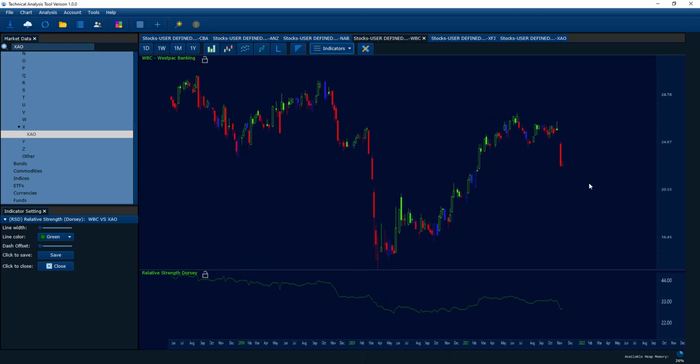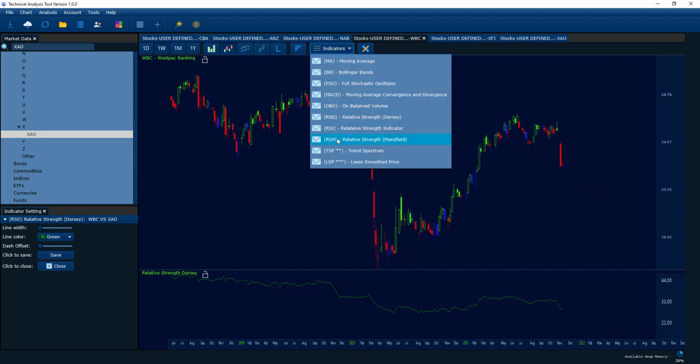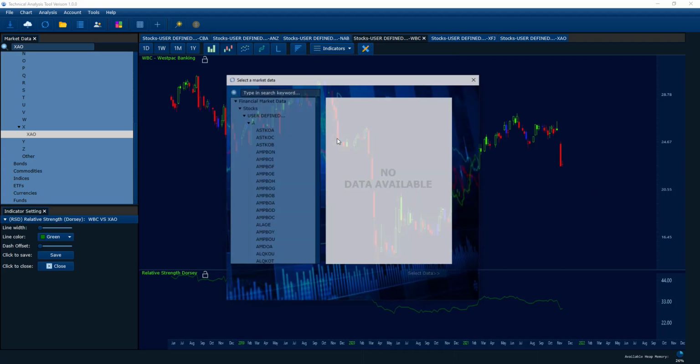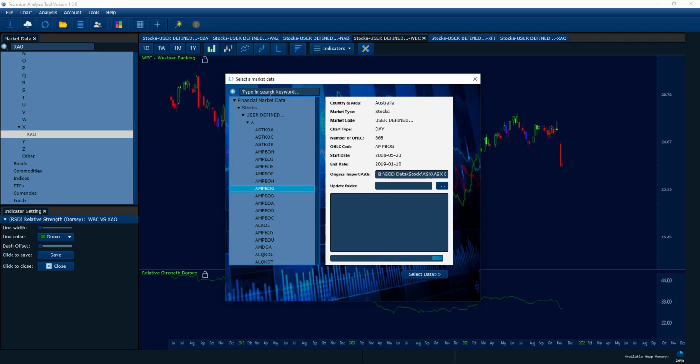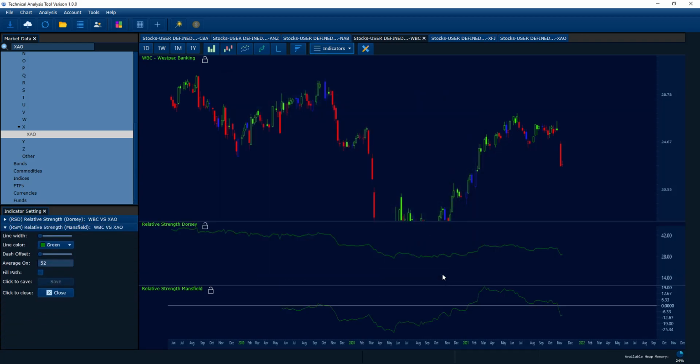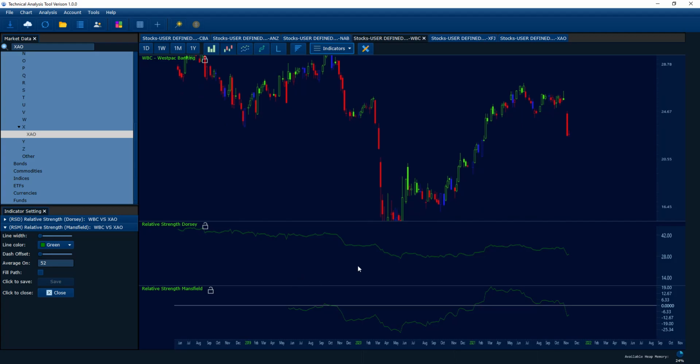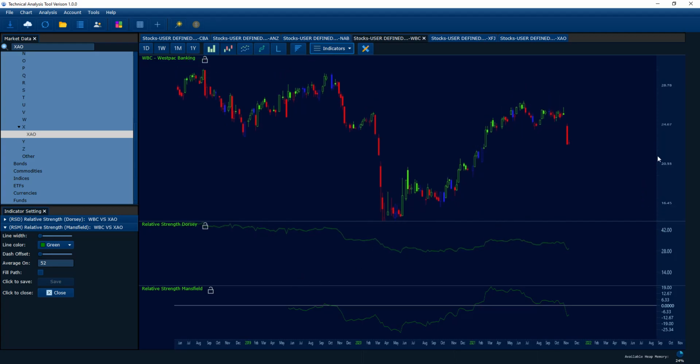As you can see here, the RSD is drawn and added to your chart. Very easy. The same thing if I want to do RSM, the Mansfield comparison. I click on the RSM, and in here I also have to type in XAO, that's the All Ordinaries index. Select data. As you can see, the Mansfield is also added to your chart.